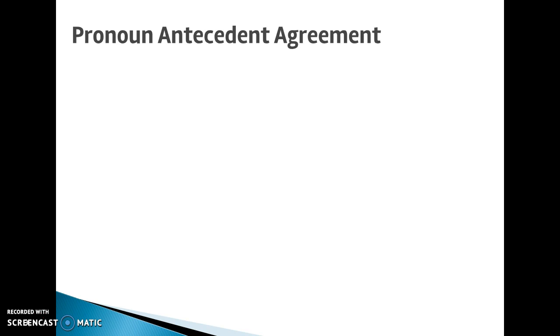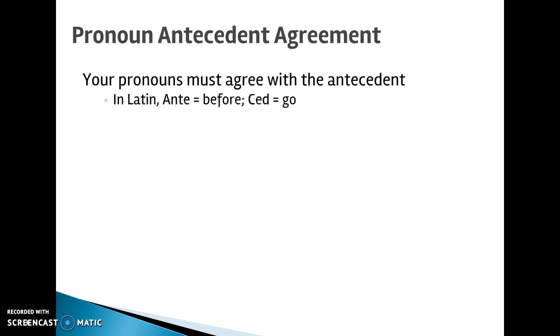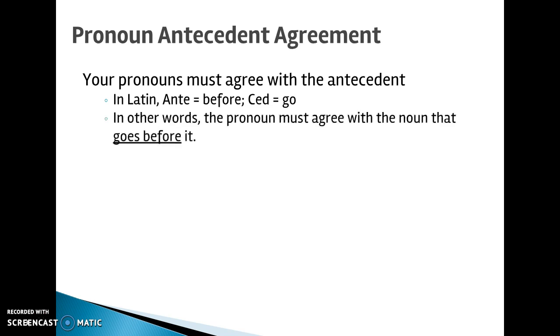So let's talk a little bit about agreement. Your pronouns must agree with the antecedent, and here's a helpful understanding of the word antecedent. In Latin, ante means before and sed means go. So it's essentially the noun that goes before the pronoun. In other words, the pronoun must agree with the noun that goes before it.